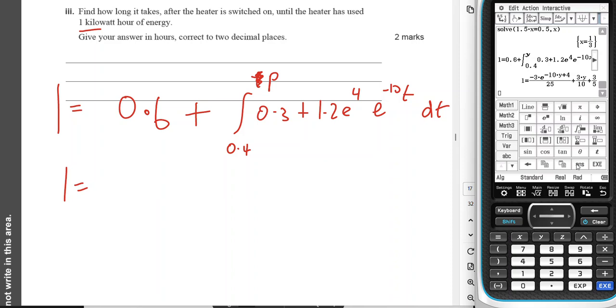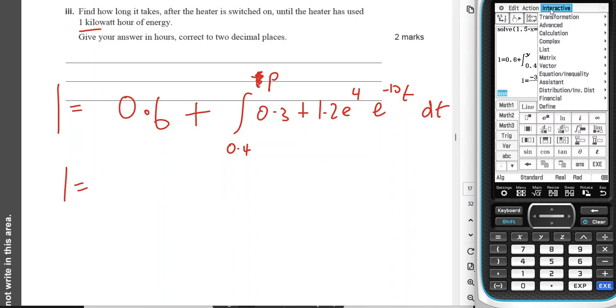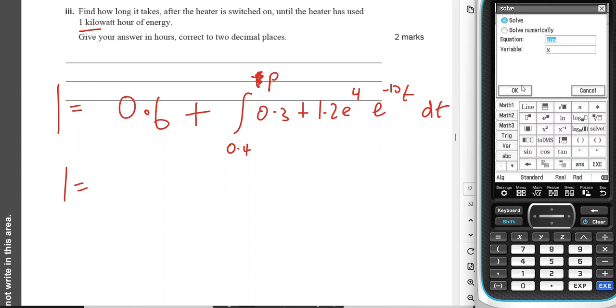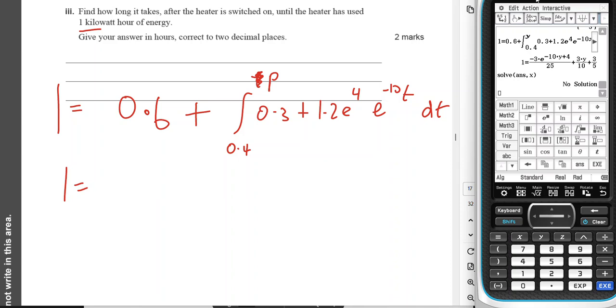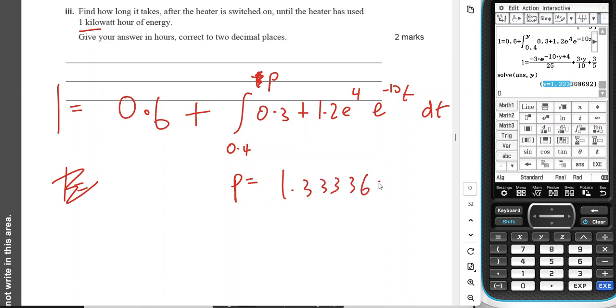And if I get that answer and I solve it for x, no solution. Solve for y, many solutions exist. So I'm looking at p equals 1.3333688692, to 2 decimal places. The time equals 1.33 is going to be my answer.